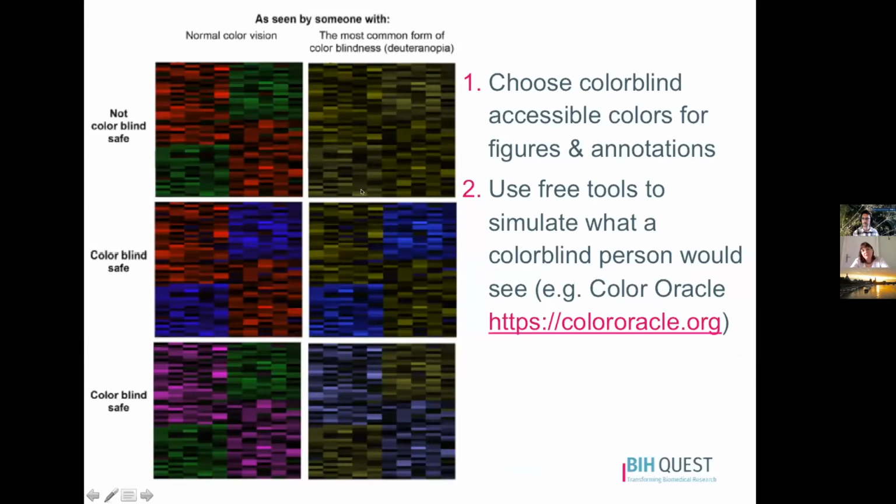So it's important to choose colorblind accessible colors and figures, as well as annotations. And if you're not colorblind, you can use free tools to simulate what a colorblind person would see. And Color Oracle is one example. It's a tool that you can download in about 30 seconds, and then you click a button on your mouse and it will change your screen colors to simulate what a colorblind person would see.